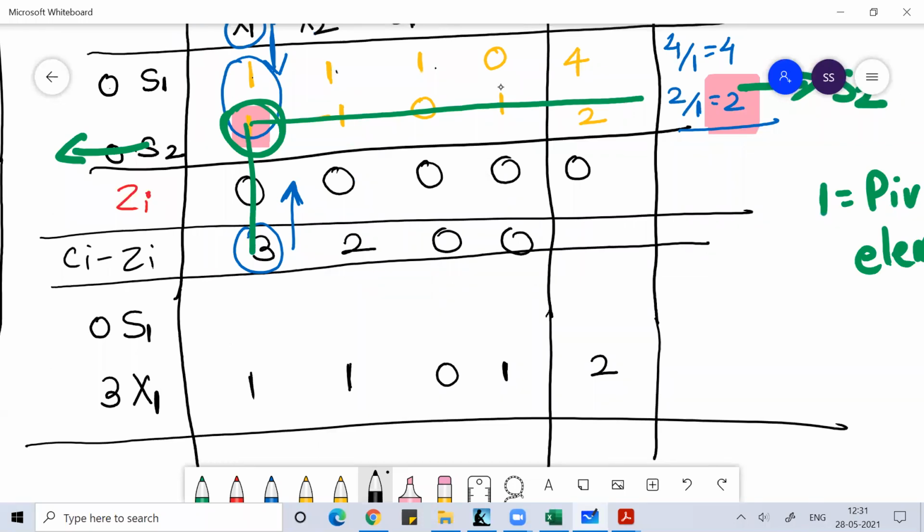Now you got the value of x1. Now you have to find the value of s1. So how will you find the value of s1? That we also do step by step, one minute.